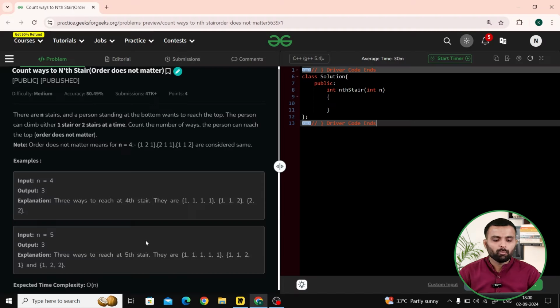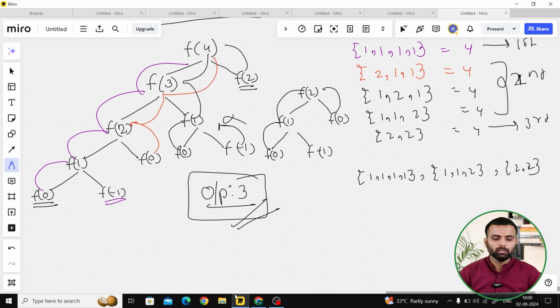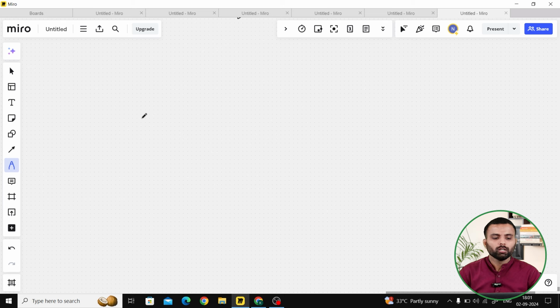But if you see the constraint part, the question said you have to solve that particular problem in order of n, right? So how can we solve the problem in order of n? Let's see the pattern to solve that problem. Okay, so for example, f of 1, right? In this case, how many possibilities? 1, right? We are at the 1st stair. I just want to reach the 0th. We have only one possibility.